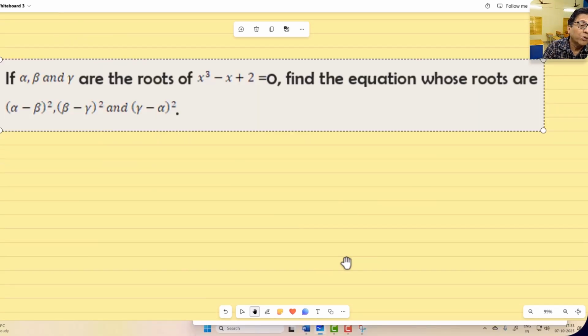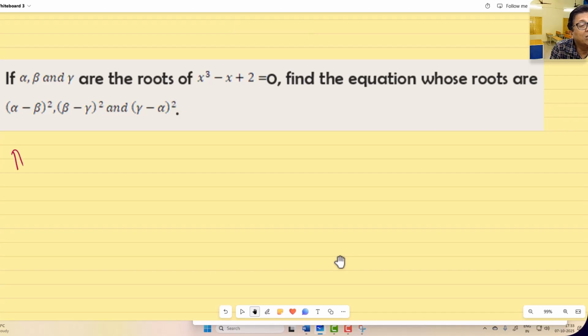This sum is going to be an important one. I cannot say important or not, but the way I will be solving is important for you. Transformation of equation, this kind of problem, knowing the method is important for you. How to answer this? Roots are of this form here.